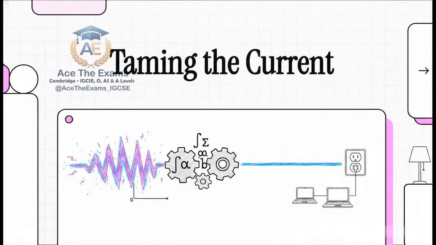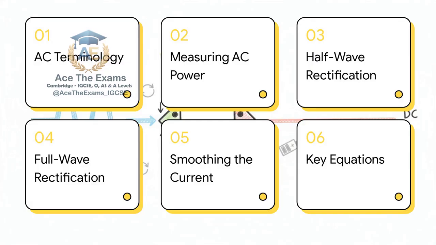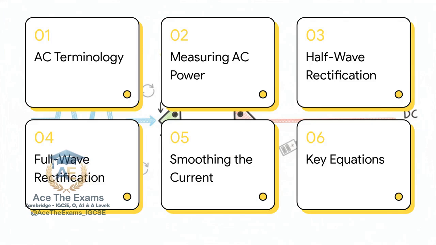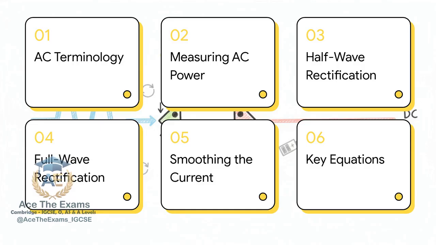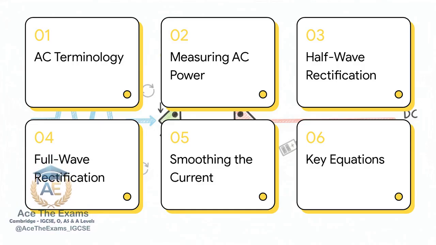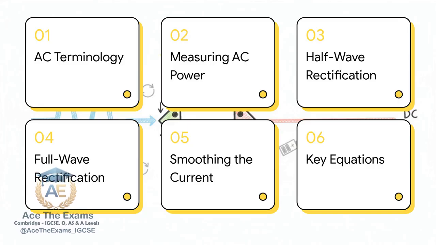Let's get started. Here is your exam mastery roadmap for today. We are going to conquer alternating current terminology, measuring AC power, half-wave rectification, full-wave rectification, smoothing the current, and finally, the key equations. But we aren't just going to memorize these. We are going to run them through our physics success blueprint so you know exactly how examiners want to see these concepts explained on your paper.